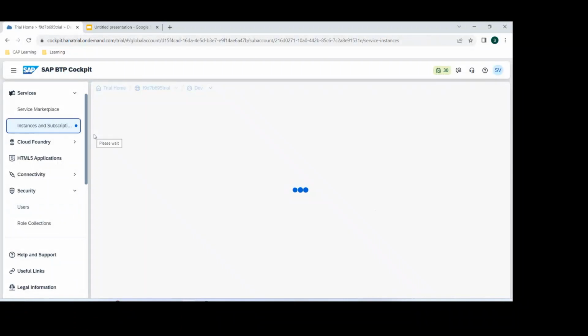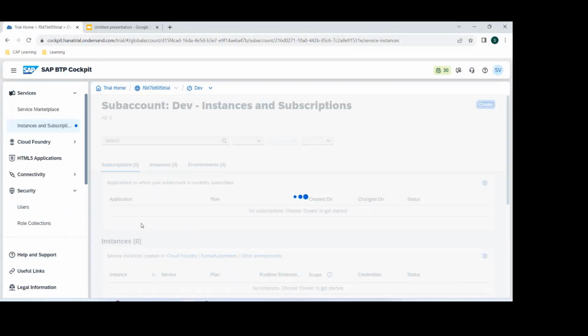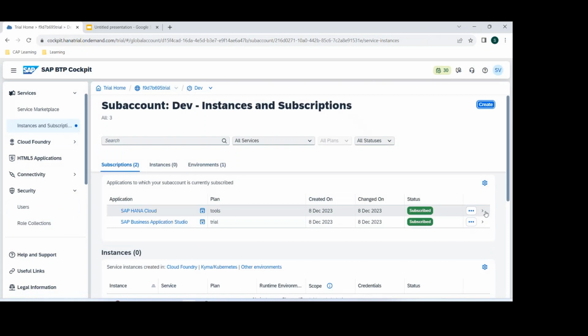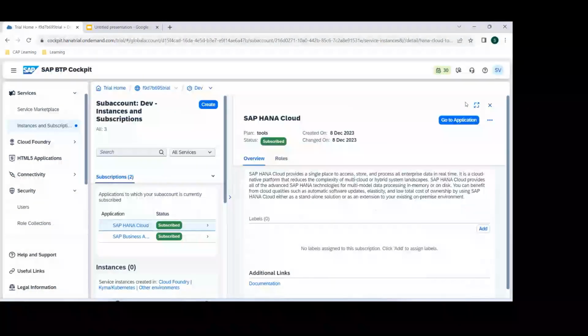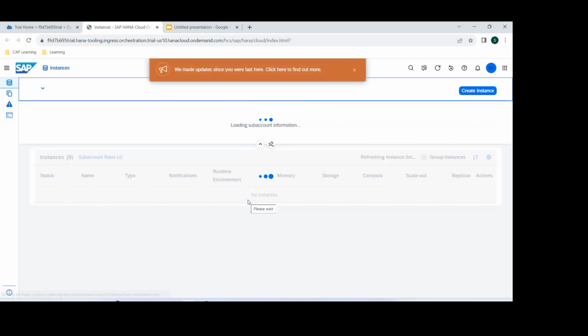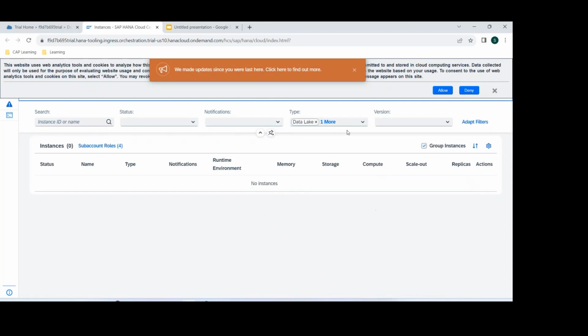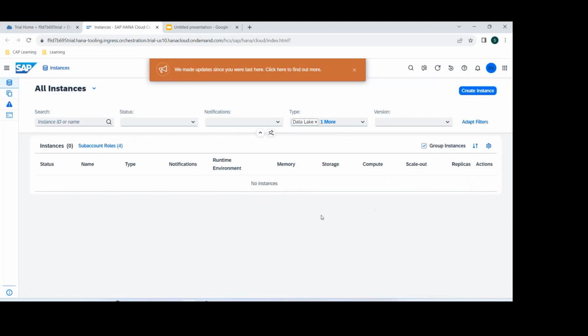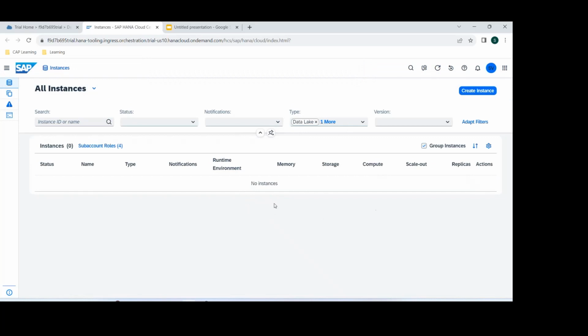Let's go to instances and subscriptions and try opening this particular cloud instance that we are going to consume in our future videos. This is how it initially would look. Let's have a look at it. It's logging me in, and it will open a very nice SAP HANA Cloud Central. When you look at it for the first time, you will get the same glimpse of what it used to look like when you opened SAP HANA Cloud Central from your Cloud Foundry environment.